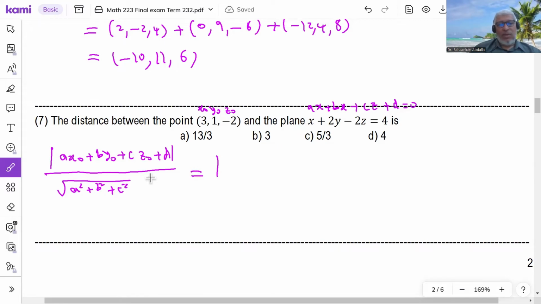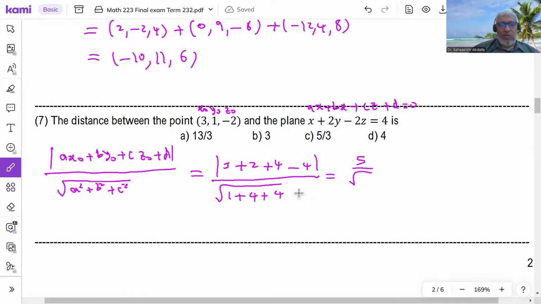And here a is 1. 1 times 3, so that's 3. 1 times 2 is 2. Negative 2 times negative 2 is 4. And this 4 should be here, so it is minus 4, over the square root of 1 squared plus 2 squared plus negative 2 squared. So the answer is 5 over the square root of 9, which is 5 over 3, and this is part C.